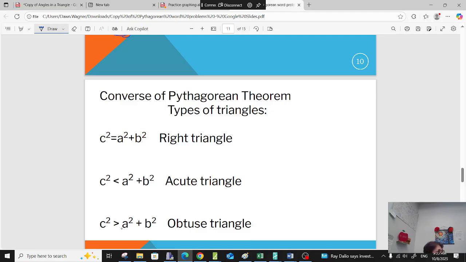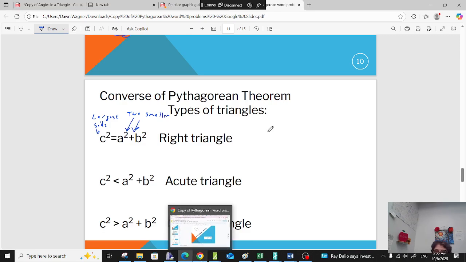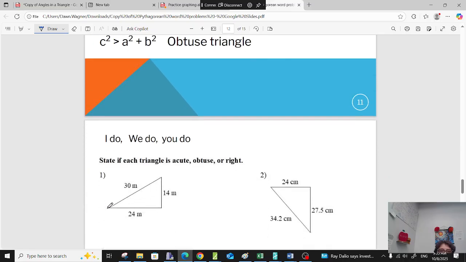Any questions on this so far? No? C would always be the largest side, and then you would put the two smaller sides on this side, okay? Two smaller here. But this would be your largest. So let's try one of these.